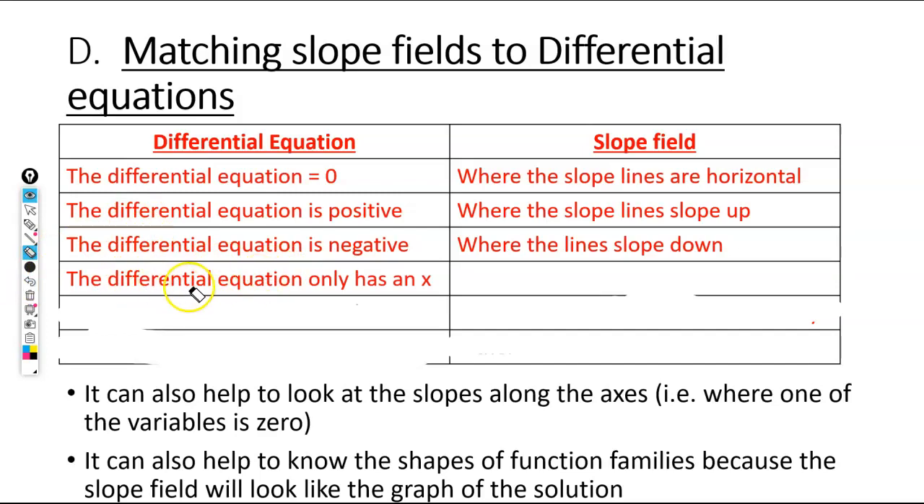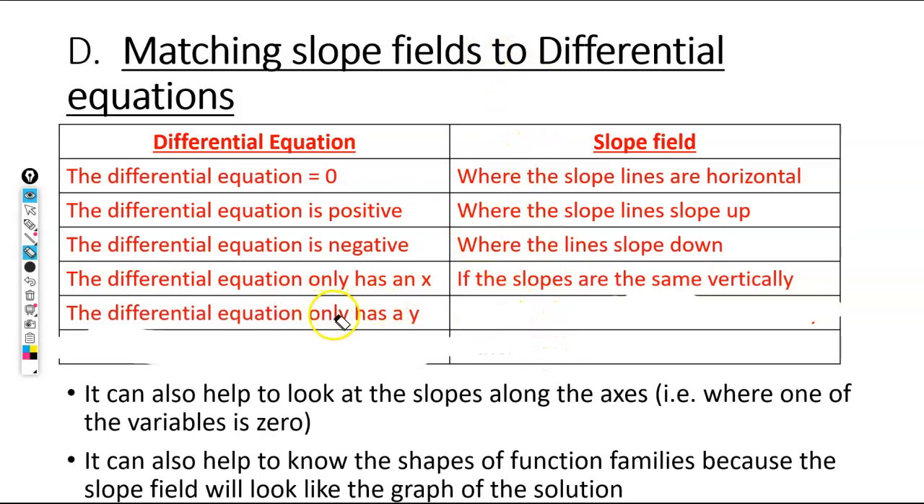Now, this is an important one, though. If your differential equation only has an x in it, as we said before, that means your slopes are all going to be the same vertically. In the same column, they'll all be parallel. Whereas if your differential equation only has a y value, that means all the slopes will be the same in the same row horizontally. They'll be parallel.